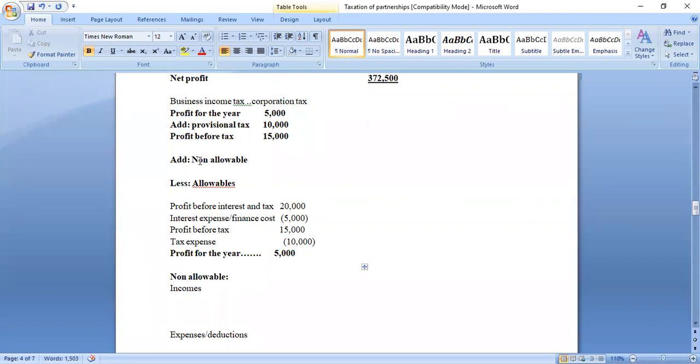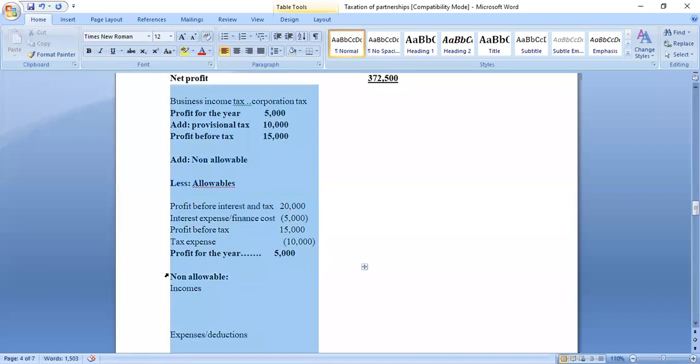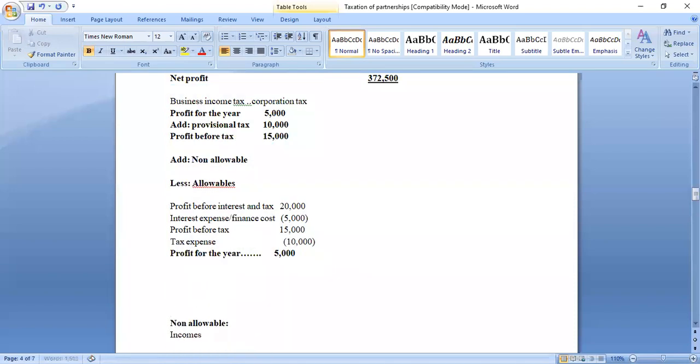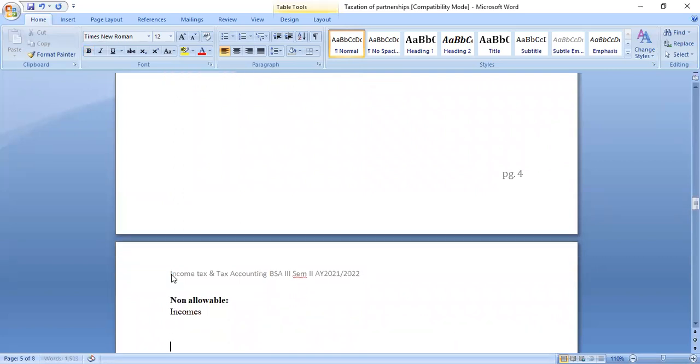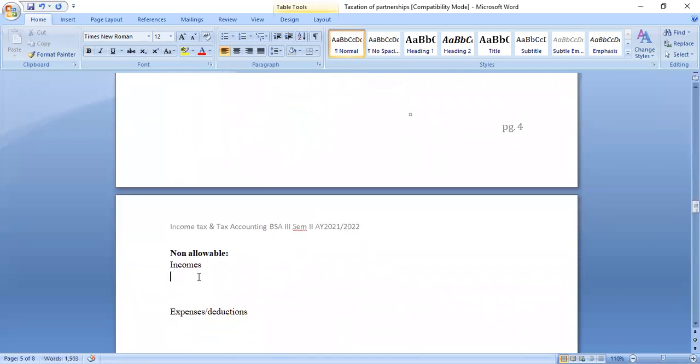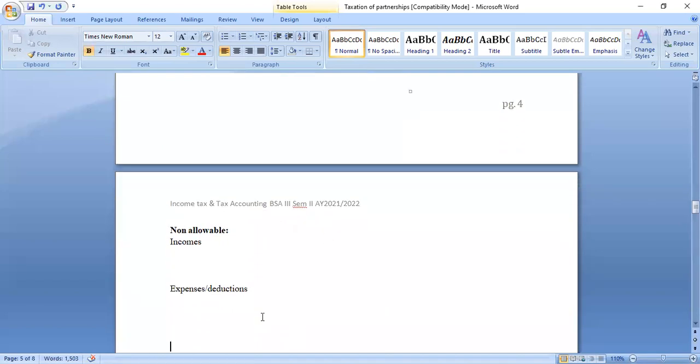Then back to non-allowables. So why do we normally add back non-allowables? The thing is, for non-allowables, we have two items. We have incomes and expenses. What you're familiar with is the expense. That is why we normally add back, for example, depreciation.